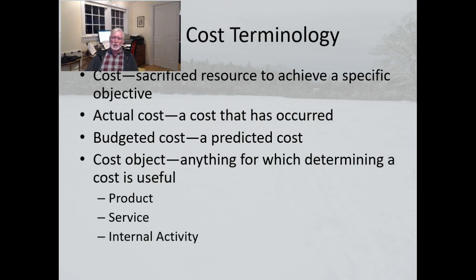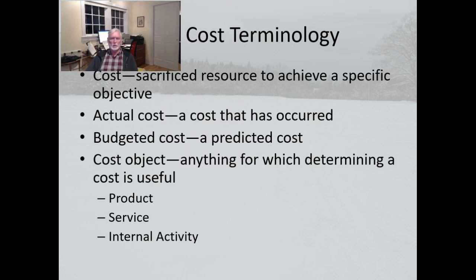An actual cost is a cost that's already been incurred or has already occurred. And a budgeted cost is a cost that we're predicting will occur. So throughout the discussion here, we're going to use that word budget. And remember, budgets are always predictions or estimates. They're not actual. And then a cost object is anything that we want to figure out what it costs. So it can be a product, and in the case of products, it almost always is necessary to figure out what a product costs. But we may also want to know what a service costs or what some kind of internal activity within the organization costs.